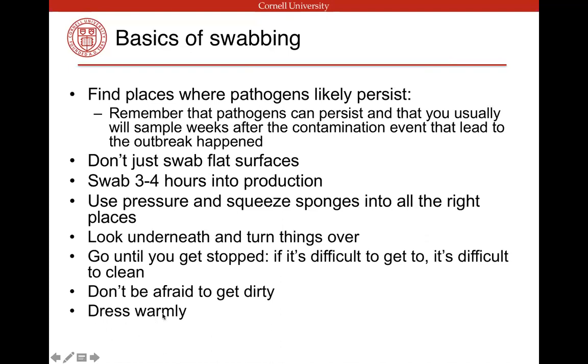And remember to dress warmly. A lot of facilities that have Listeria issues are actually refrigerated. And because of that, you want to be able to really spend time to get the swabs done and do them well. And you're not going to do that if you're really, really cold and you want to get out of there as soon as possible, especially when you go into coolers and freezers and things like that.